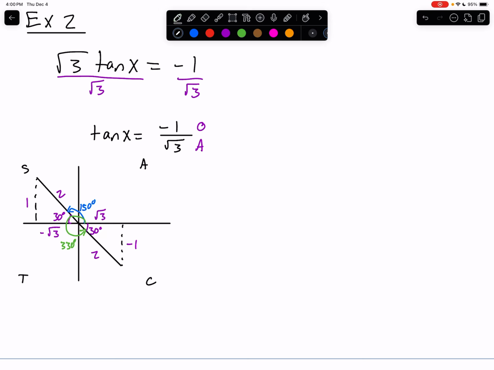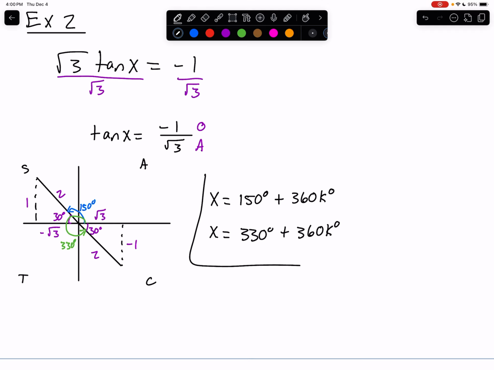So if I want to write all solutions, I'm going to have x equal to 150 degrees plus 360k, so that's how I get all of my solutions. And then I also need the 330 degrees plus 360k. So anytime you need to find all solutions, you're just going to add plus 360k, or 2 pi k if we're working in radians.